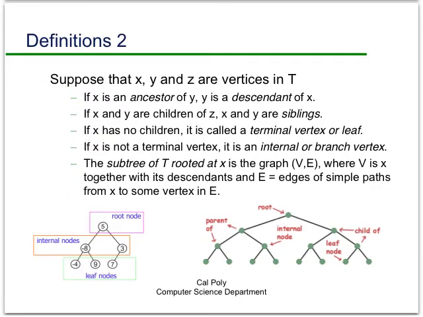So I already talked about ancestors and descendants. We also use other English language words that mean exactly what you'd expect. We can talk about siblings. So for instance, if we talked about this particular node, these two children would be siblings of one another. If a node has no children, then it's called a leaf or a terminal node. If it has some children, then it's called an internal node or a branch vertex.